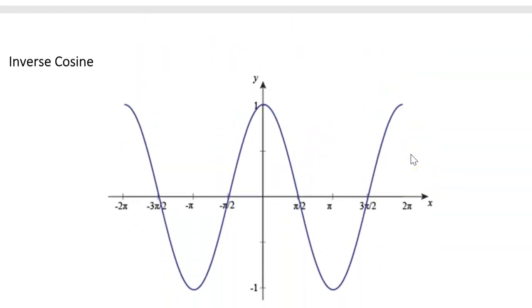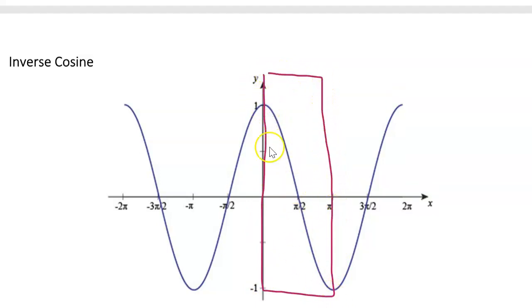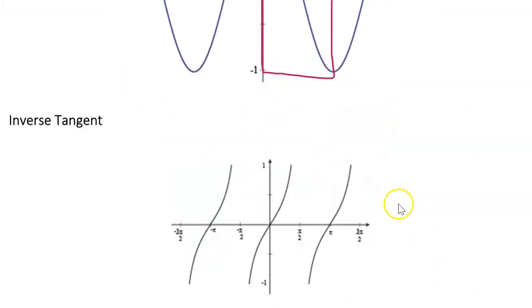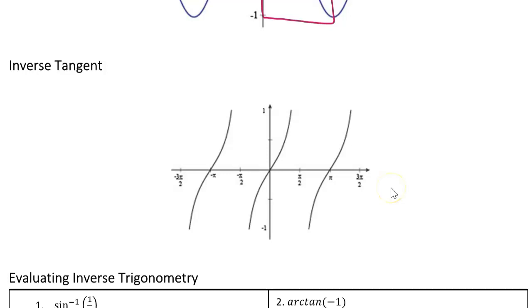Let's take a look at cosine. Cosine is a little bit easier to restrict. Just start at 0 and end at pi. In this portion of the graph, you're going to get every value of cosine from +1 to -1 seamlessly with no repeats. That means inverse cosine is defined in quadrant 1 and quadrant 2. Last one is tangent, and tangent takes on very similar values to sine because tangent is sine divided by cosine. So inverse tangent is also going to be defined in quadrant 1 and quadrant 4.